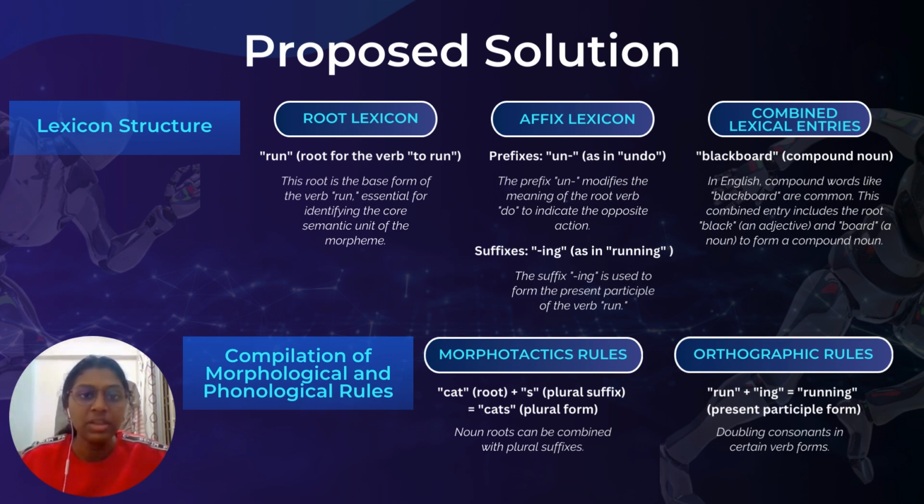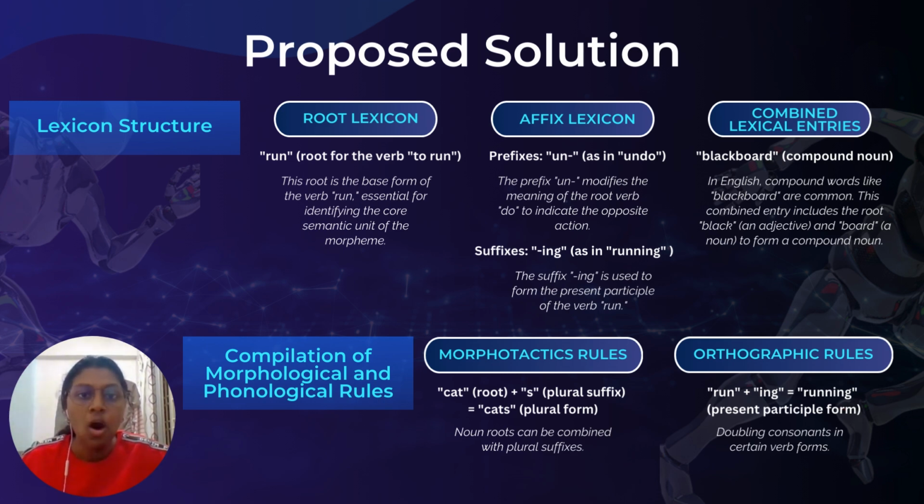First, we have the morphotactics rules. This rule specifies valid combinations of morphemes according to the language's syntactic and morphological norms, ensuring that the structures generated adhere to the grammatical rules. For example, in English, the combination of the root cat with the plural suffix s forms cats, a grammatically correct plural noun.